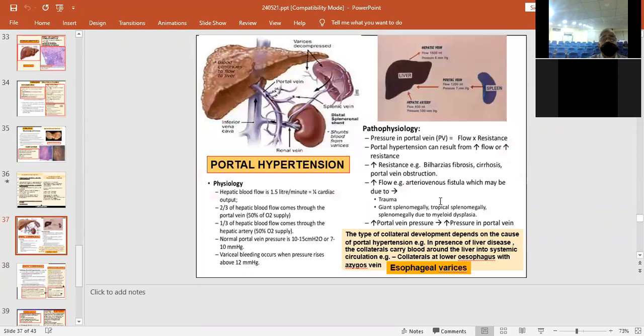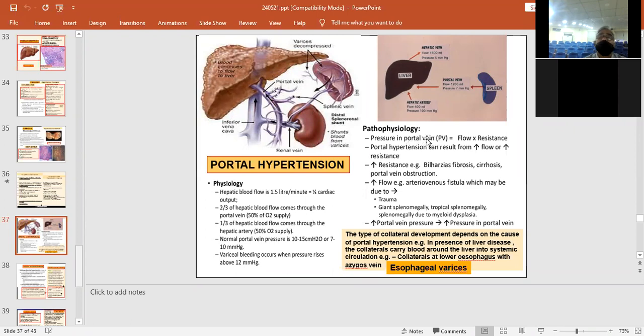So moving on to the next slide, portal hypertension. What is hypertension? I'm sure you remember the definition from your physiology. I usually ask this question in the viva: what is hypertension? Remember, hyper means more tension in the blood vessel. It could be because of increased blood flow, or because of increased resistance in the vessel. So either the flow will be more or the resistance will increase, and so the pressure rises. That is the reason.